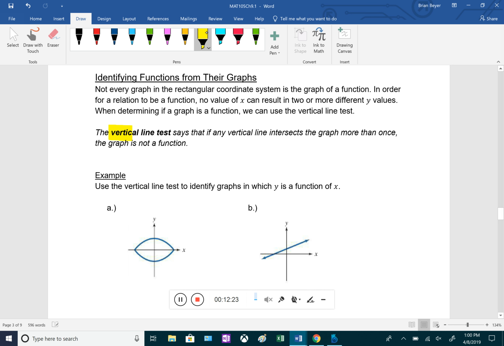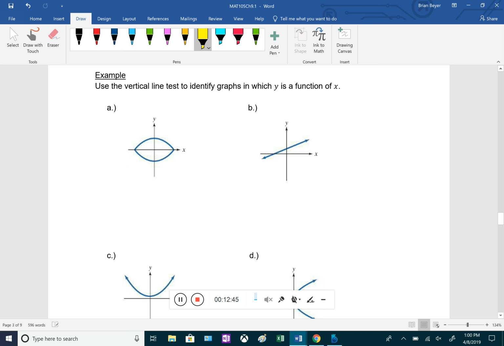The vertical line test says that if any vertical line intersects the graph more than once, it is not a function. So we have to imagine creating a vertical line over the graph. If it intersects it more than once, it is not a function. That means that at least one x value corresponded to more than one y value. So let's do these examples. Let's use the vertical line test to identify which one of these graphs is a function of x. This isn't multiple choice, we're going to do them all individually.